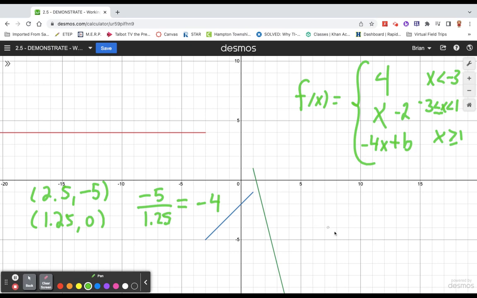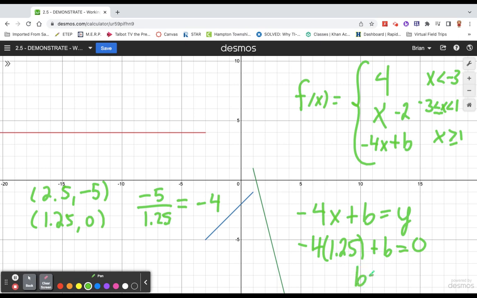So similar logic to what we used for the absolute value graph. I know that this has to be true, and I know that I go through the point 1.25 comma 0. If I solve this equation for b, I get that my b must be 5, which leaves me at an intercept of positive 5.